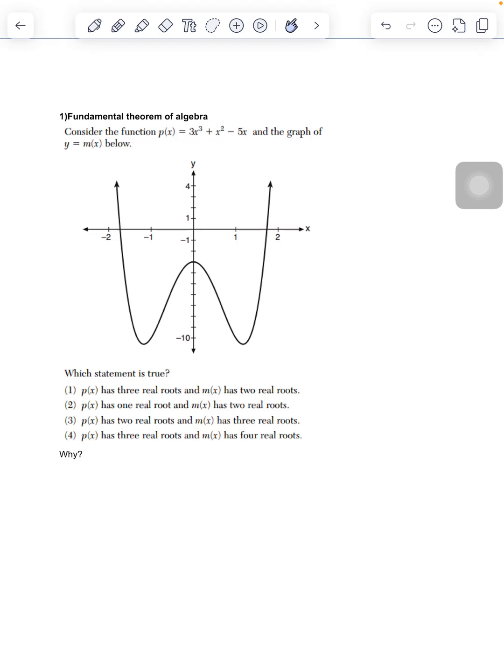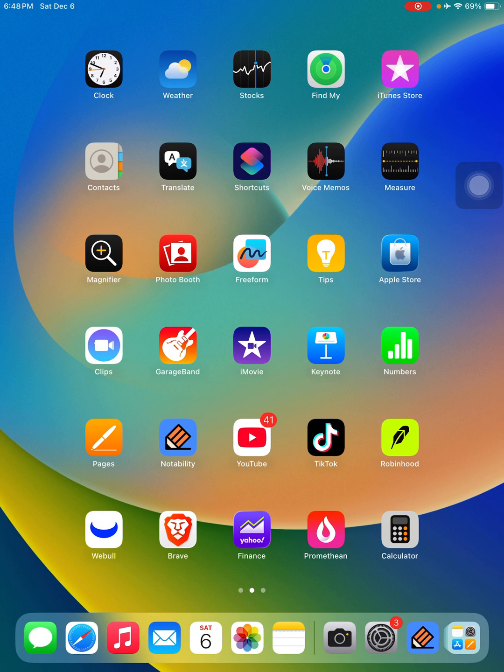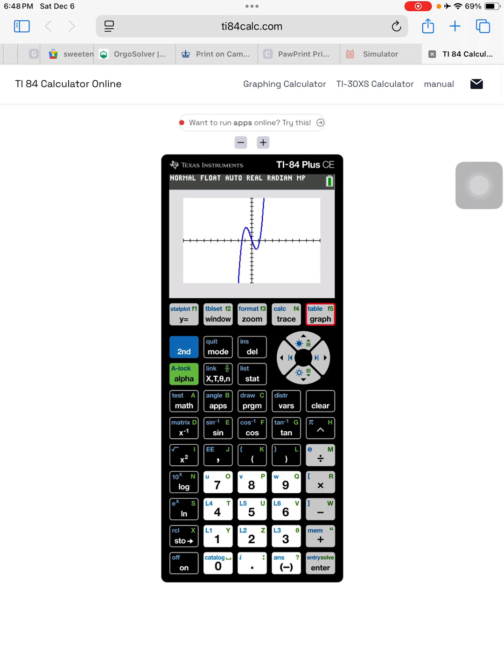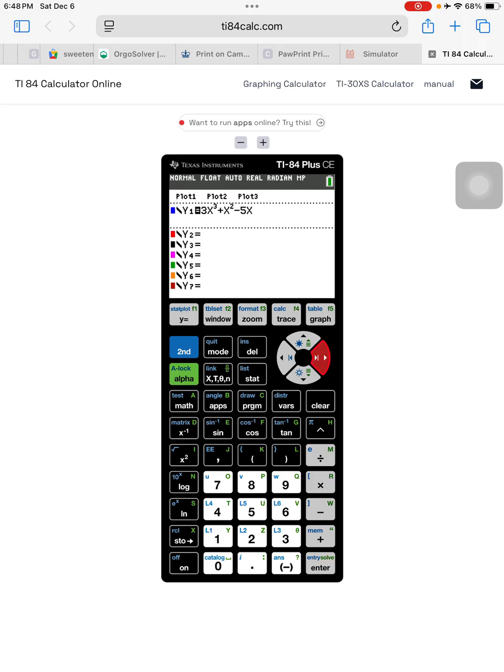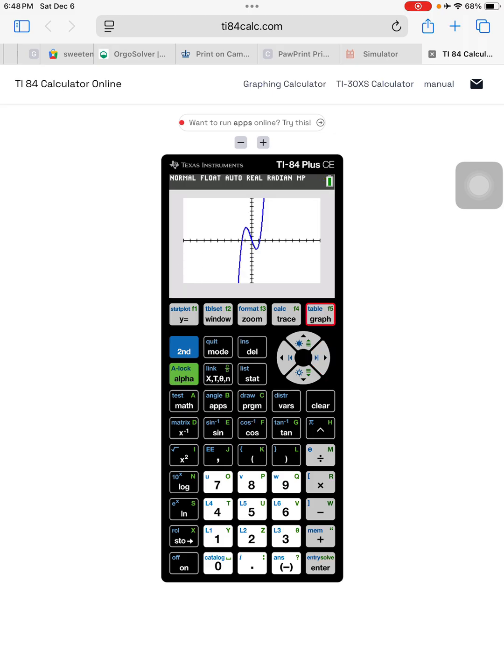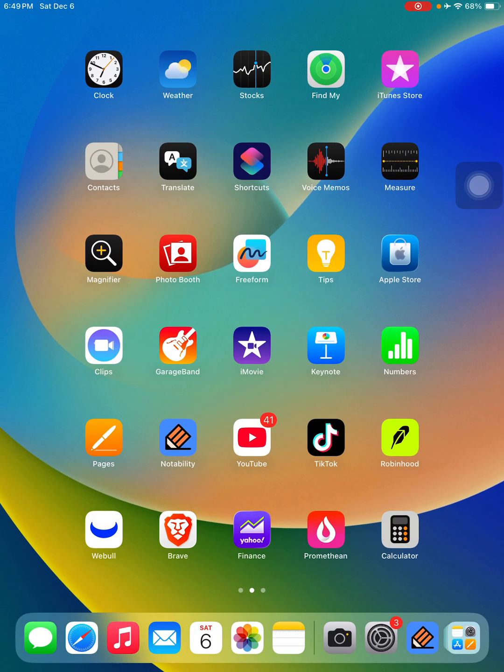So one thing I always recommend doing, let's look at this function. P of x equals 3x cubed plus x squared minus 5x, right? So I always recommend going to your graphing calculator. You go to y equals, you put the function in, right? 3x cubed plus x squared minus 5x. You click graph. So it hits the x-intercept 3 times, 1, 2, 3. So you know it has, in fact, 3 real zeros because it hits the x-intercept 3 times.